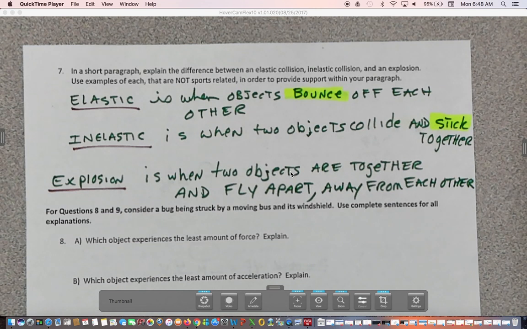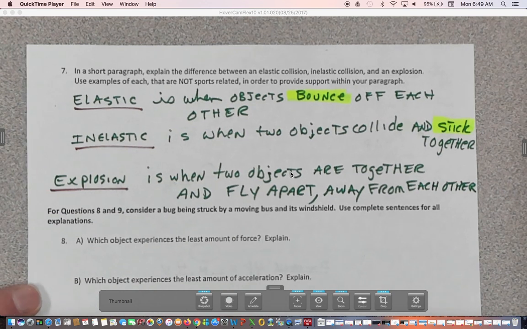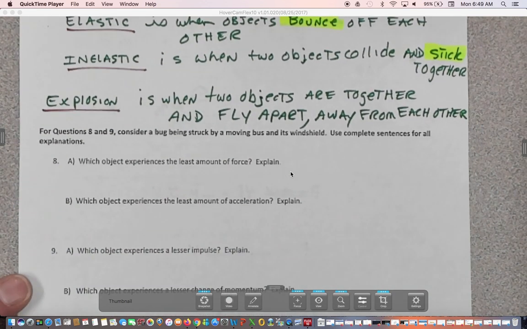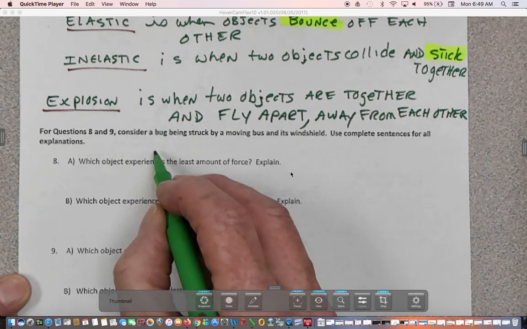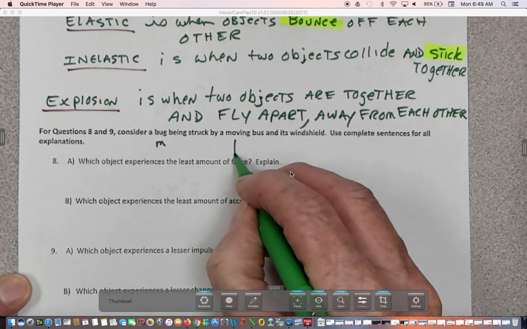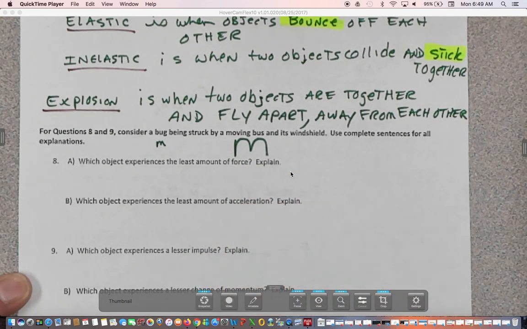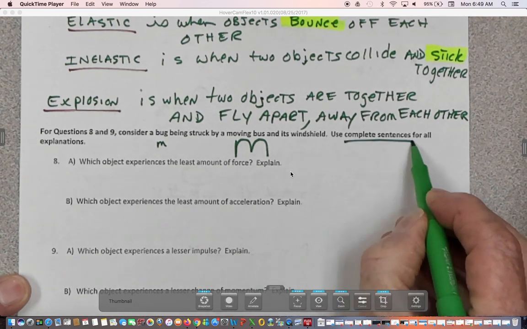At this point, I've done the explosion collision and you've written that down. So I'll move on. Now remember, the front side you must finish and there's calculations you need to do. Consider a bug flying into a bus. First of all, the mass of the bug is small, the mass of the bus is huge. And you've got to complete a sentence.